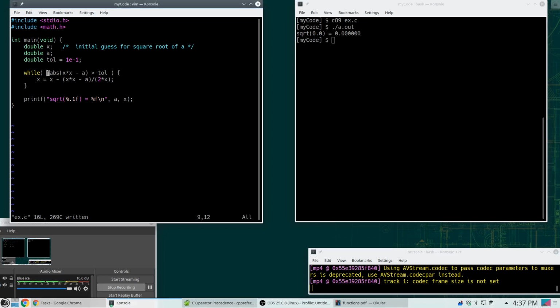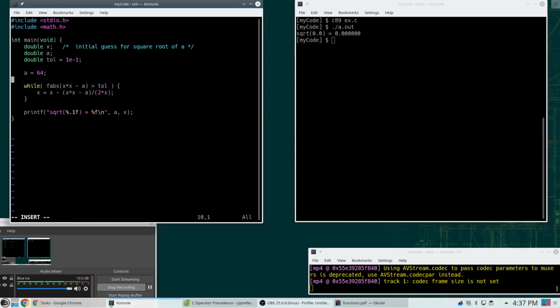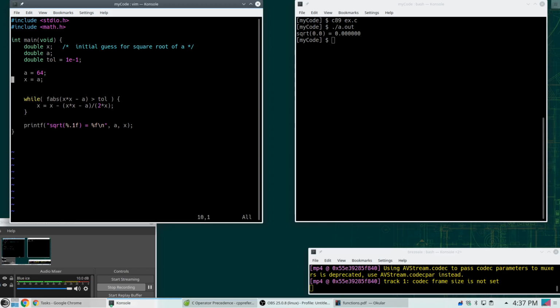Oops, what happened there? I left out part of the steps. I was so focused on this, we forgot values a and x. So we'll say a is equal to 64 to begin with, and our initial guess x, we'll just make it equal to a. Will that work?